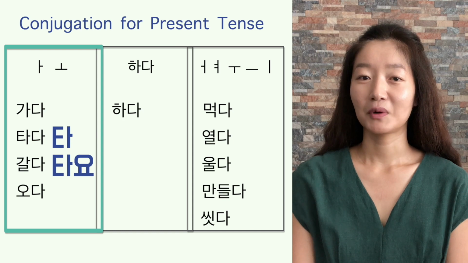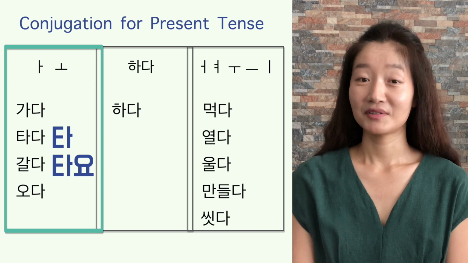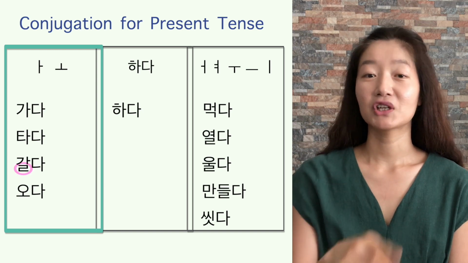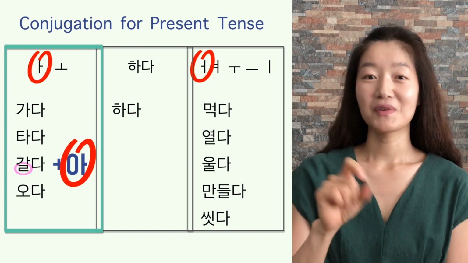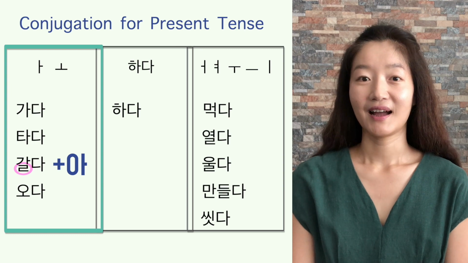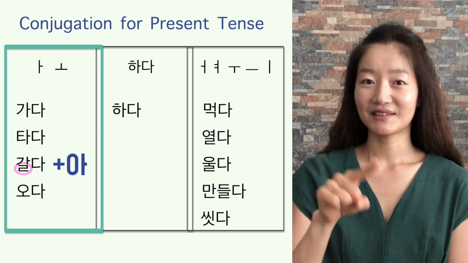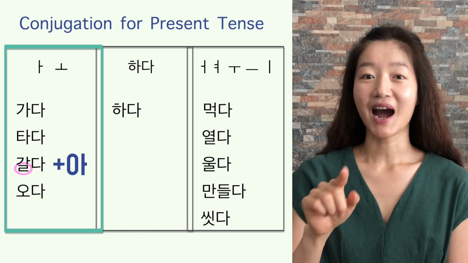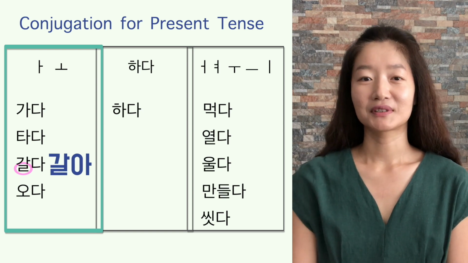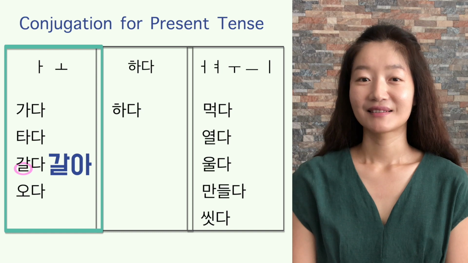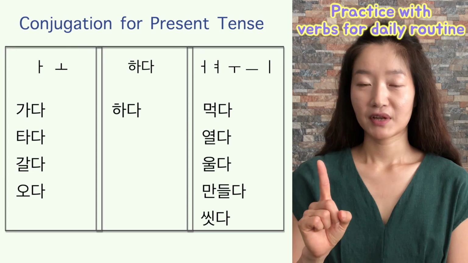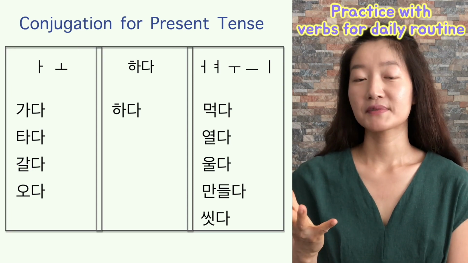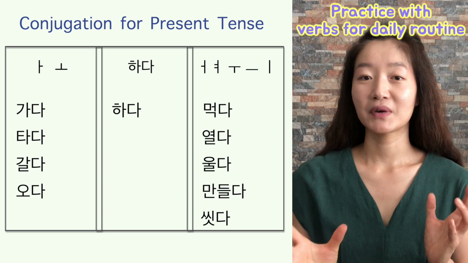Again, to make it casual polite, add 요, 타요. 나는 버스 타요. If the last letter has the final consonant, then we add 아. 갈다, remove 다, and 갈 has the final consonant ㄹ, so we add 아. 갈아, blend some fruit. 과일 좀 갈아. Casual polite, 갈아요.